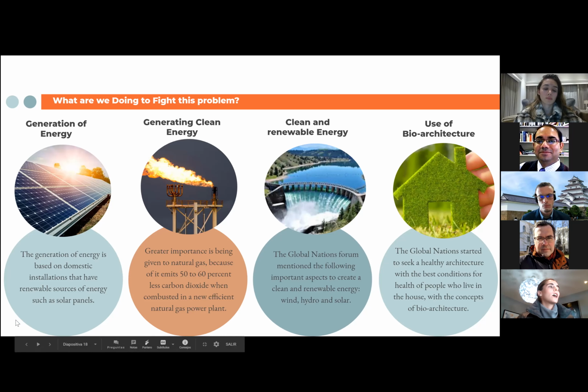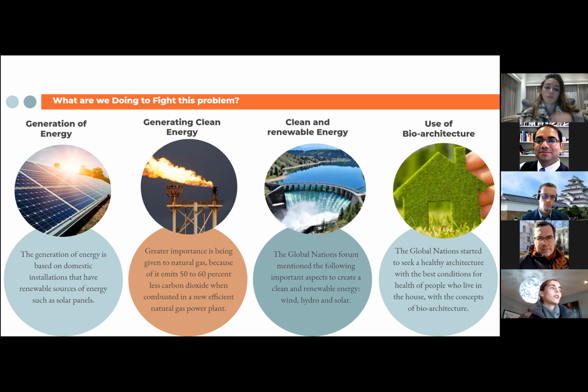in the first picture. Another measure that is promoted within this movement that fights pollution is a strategy of generating clean energy. Greater importance is being given to natural gas, as the amount of carbon dioxide that it releases is a very small proportion, which is not so harmful to the environment. Another aspect that the forum mentioned is to have clean and renewable energies such as wind, hydro, and solar energy. All these concepts are based on solutions to combat this pollution that is already caused by the misuse of natural resources, which are being depleted.